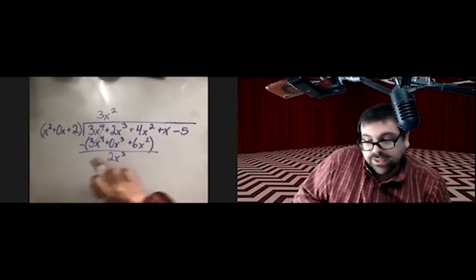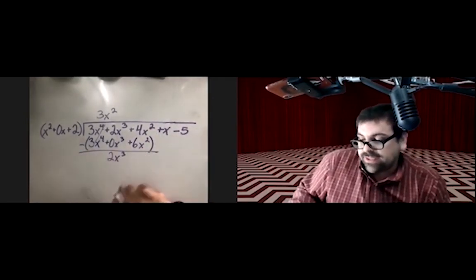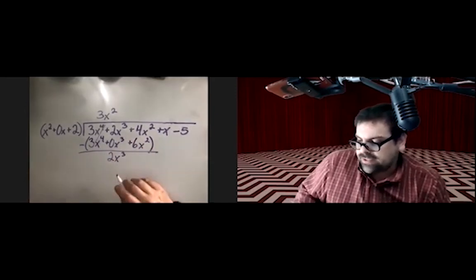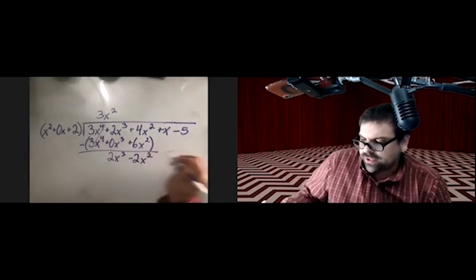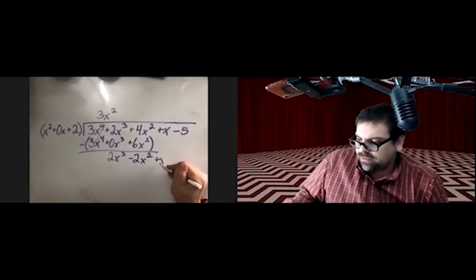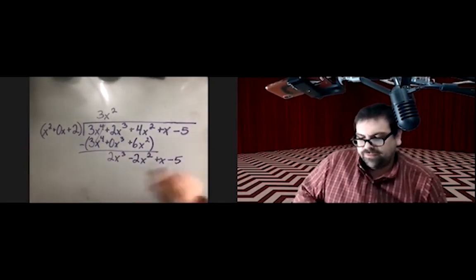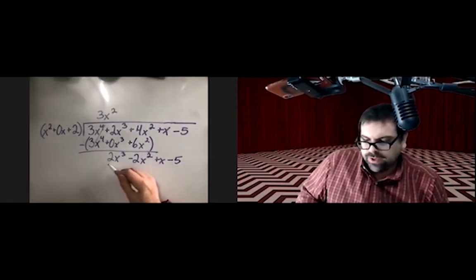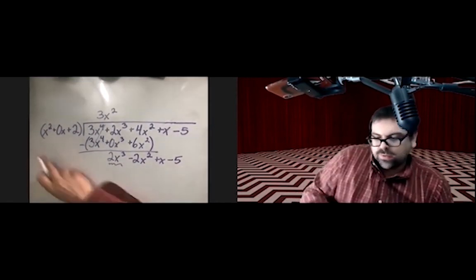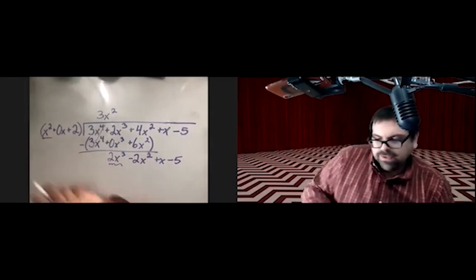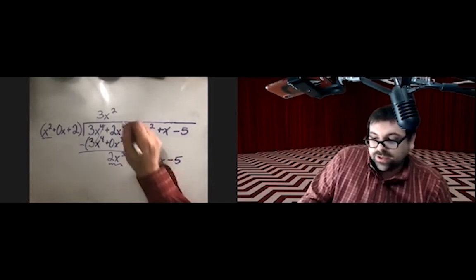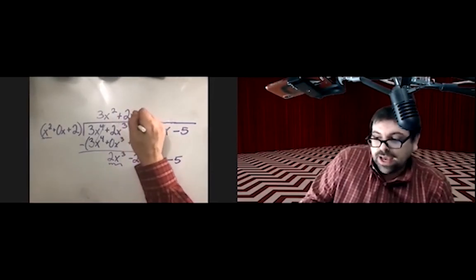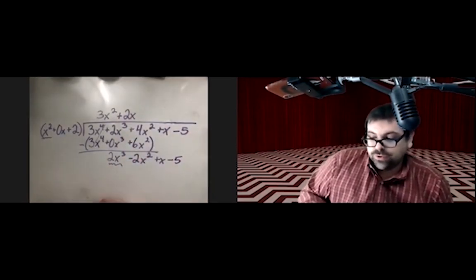Positive 4x squared minus positive 6x squared is 4 minus 6 of them. That's negative 2 of the x squareds. Bring down the plus x minus 5. We go again. X squared times what is 2x cubed? Well, x squared times positive 2x is 2x cubed.